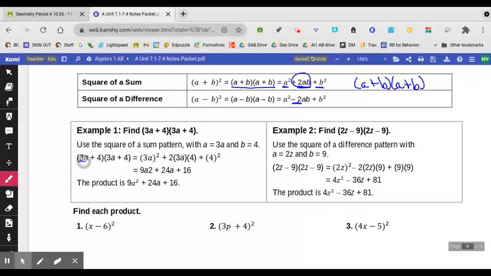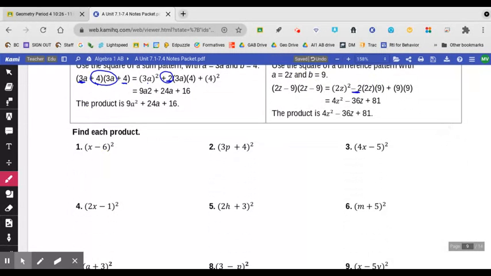So use the square of a sum pattern. We square 3a, we multiply 3a times 4, and we double it. Always multiply it by 2, and then we square the last term, 4. If it's a difference, same thing, it's just negative. So here, for number 1, I'm going to do x squared minus 2 times 6 times x plus 6 squared.